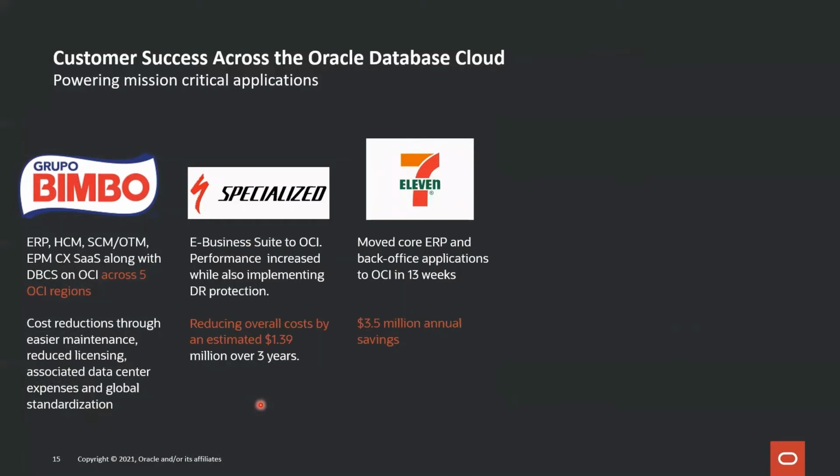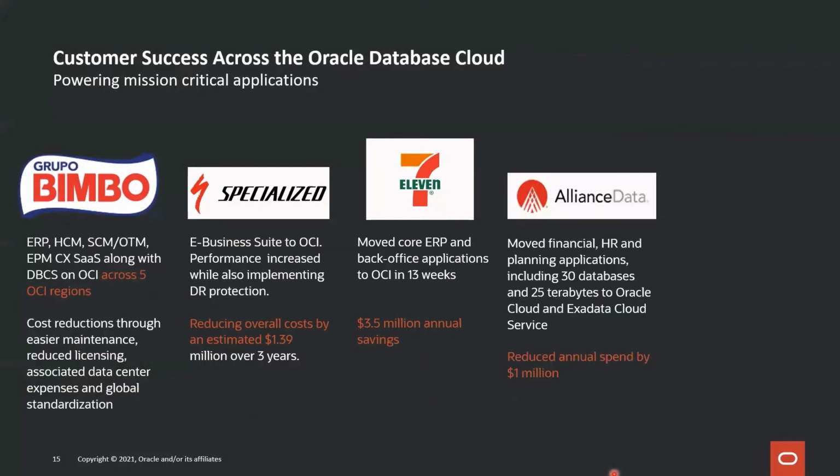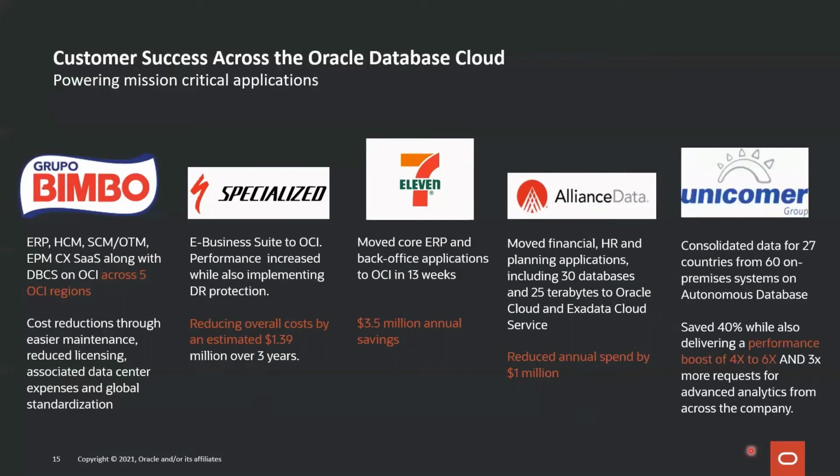7-Eleven moved their core ERP and back office applications into OCI in 13 weeks. And they created a disaster recovery environment in the cloud that delivered performance 30 times faster while saving $3.5 million a year. Alliance Data moved their apps that run their business, 30 databases, 25 terabytes of data, to the Exadata Cloud Service and saved $1 million a year as a result. And because they recognize that the autonomous database will optimize their environment even further, they're right now expanding their usage into the Oracle Autonomous Database.